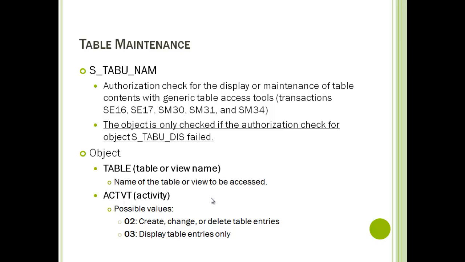s_tabu_name will provide authorization based on the table. However, this object is only checked if the authorization for s_tabu_dis fails. So this is the secondary authorization object check, and we need to understand this very clearly. First, it checks for s_tabu_dis. For the authorization object, if it is available, then the authorization is provided.